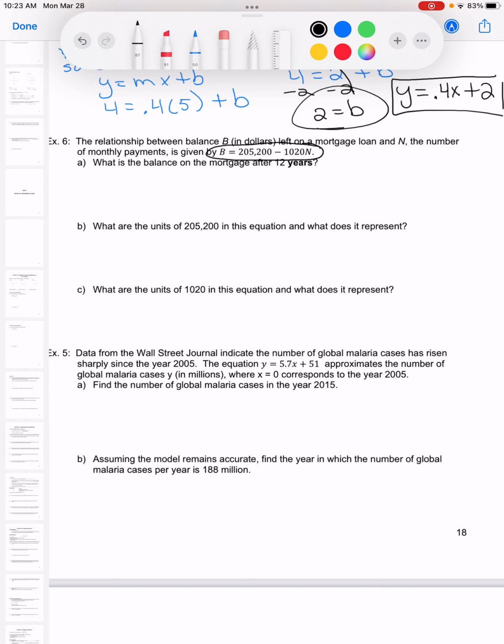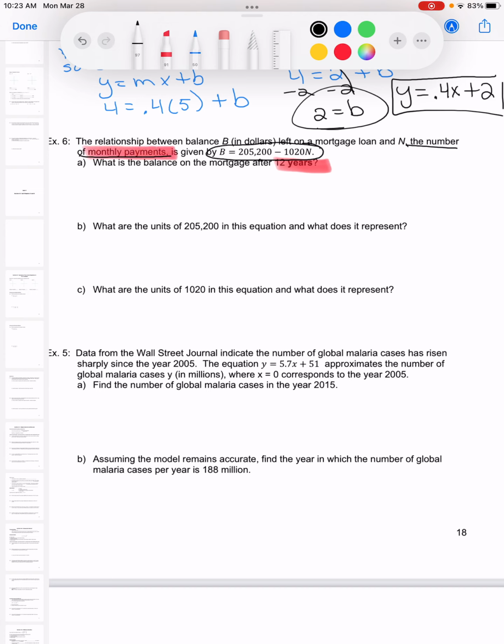So we wanted the balance after 12 years. And this is a mortgage on a loan. And this one you have to think about a little bit. I'm telling you that B is the balance, how much money is left on the loan, and N is the number of monthly payments. But we want to know after 12 years, and those are monthly payments.